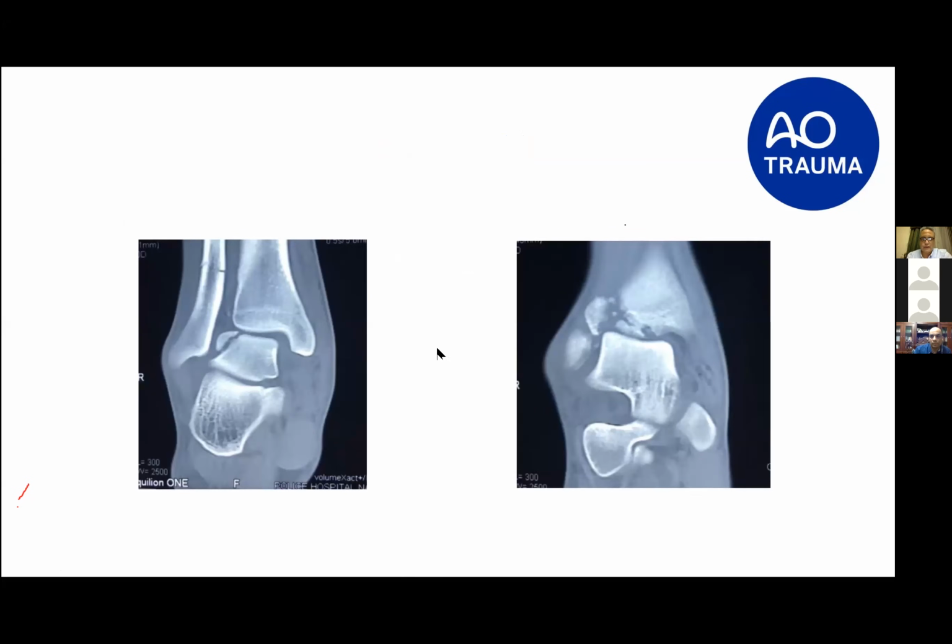So this is his CT scan, as you can see. So we can decide what are the components of the injury. You can see from here first, there is a fibular fracture.